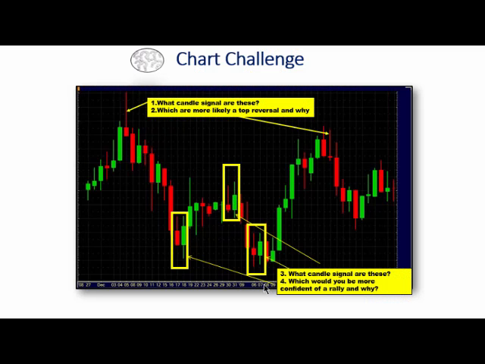So let's go through these. So number one, which candle signals are these? That's this one over here and this one over here. Okay, which one is more likely to be a top reversal and why? That is of this or this.